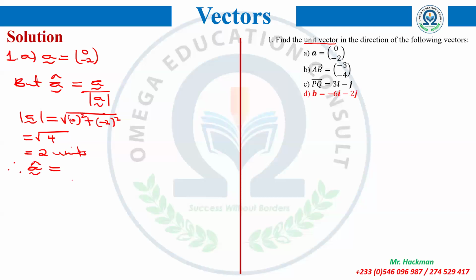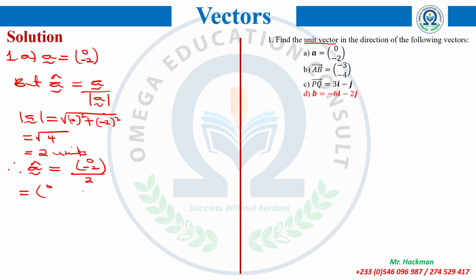Therefore, the unit vector of A will be given by A itself, which is (0, -2), all over 2. And we know how to do this. So this would be 0 over 2, which is 0.